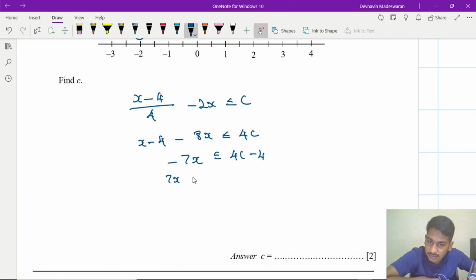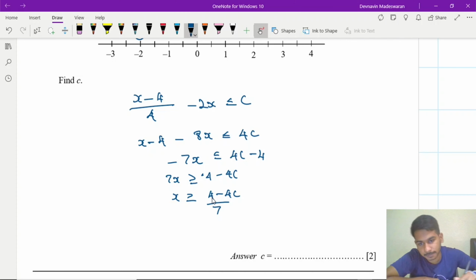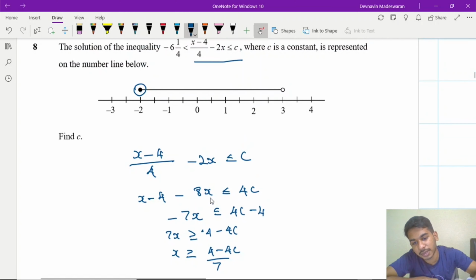It's going to be 7x. Now the sign is going to be changed. 7x is going to be greater than 4 minus 4c. So you see what I did there? I just swapped the thing, because this becomes positive, now this becomes negative. Now I'm going to divide both sides by 7. So 4 minus 4c over 7. So x is going to be greater than or equal to that thing.